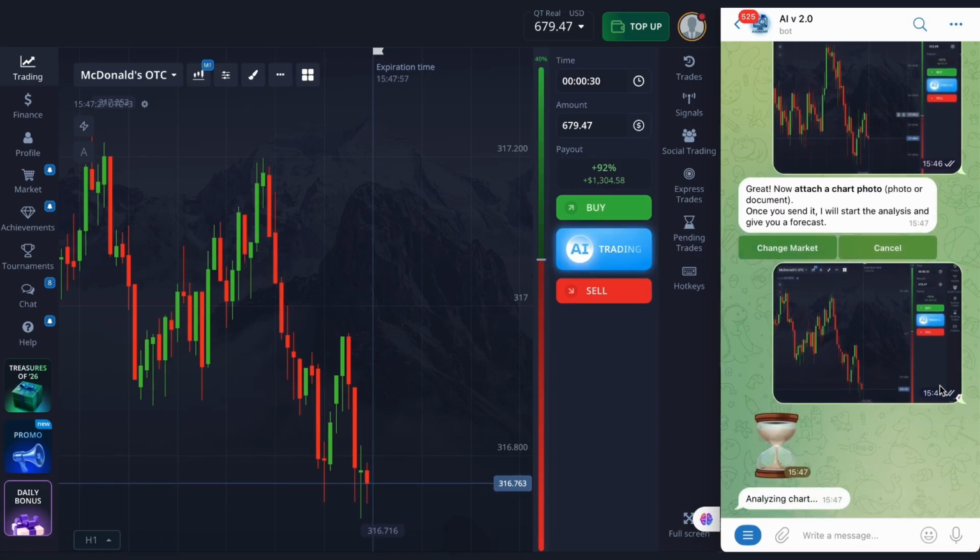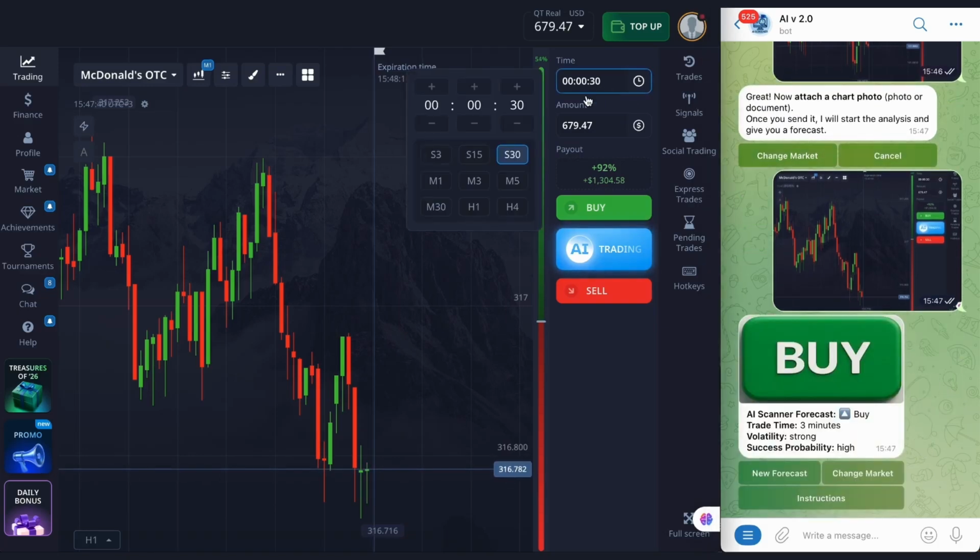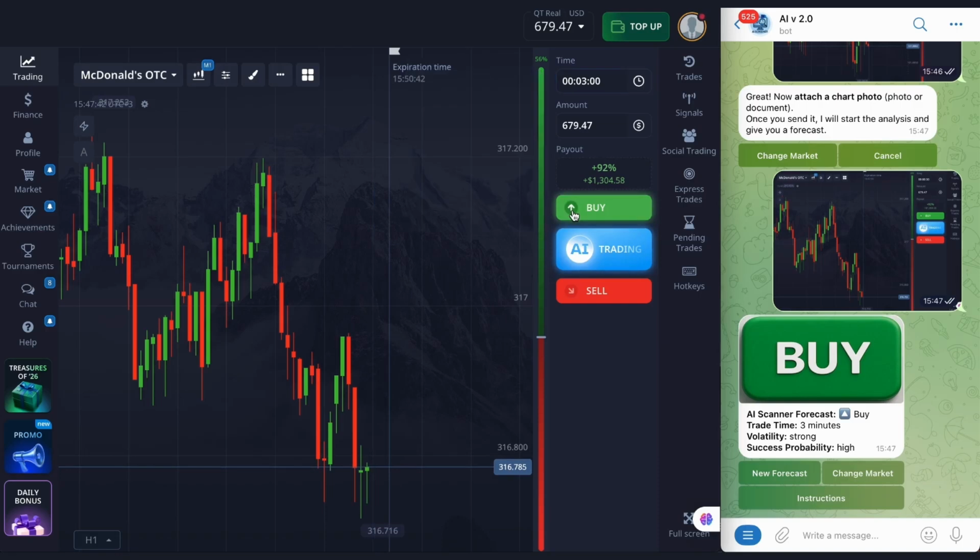We are about to find out. As usual, we have attached our screenshot. It says it's gonna analyze it and give us a forecast, building strategies and studying candlesticks, and we're gonna wait and see. Is this gonna be, yes, it's gonna be a 3 minutes buy, ladies and gentlemen. Let's go ahead and set our timer on 3 minutes, execute a buy order for this trade.